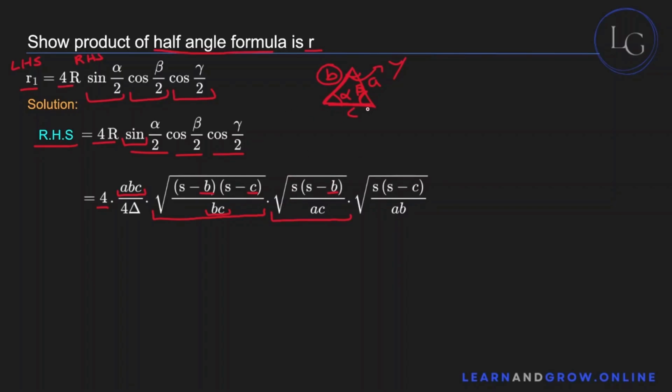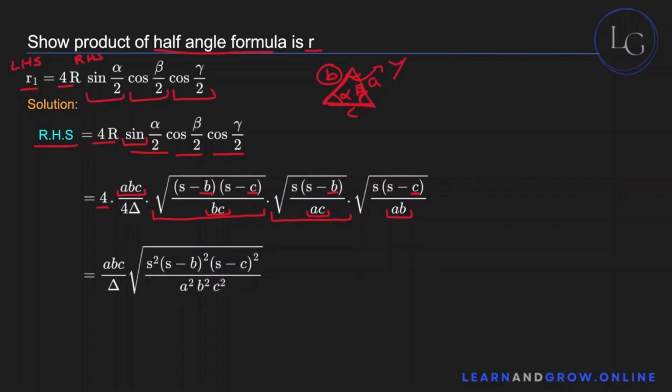A and C are the sides that make up the angle beta, right? So S into S minus the side that is opposite to angle beta, over the two sides that make up the angle beta. Similarly, for cos gamma by 2, S into S minus the side that is opposite to angle gamma, the side opposite to angle gamma is C, over the two sides that make up the angle gamma, which are A and B, right?